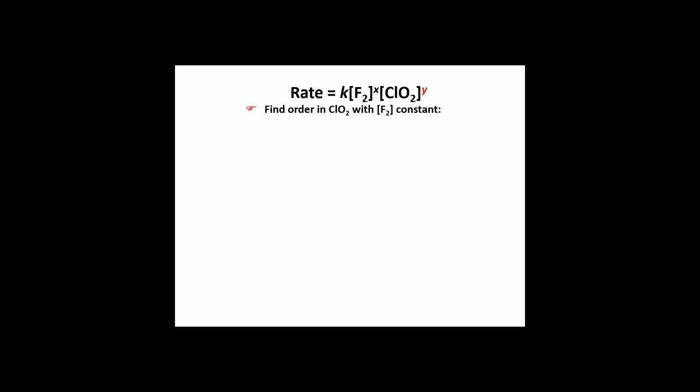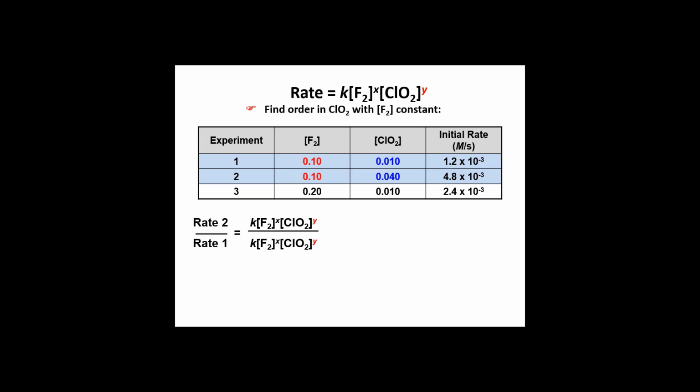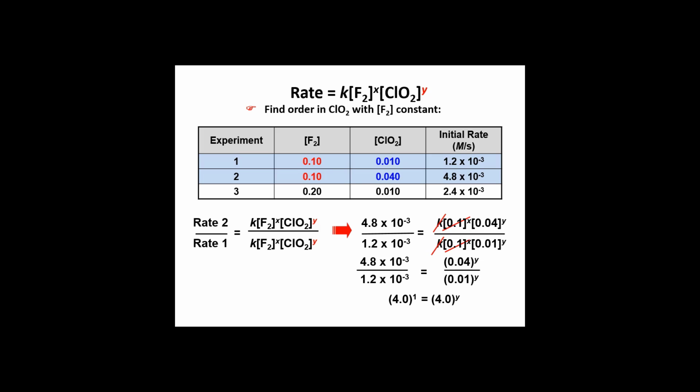To find the order in chlorine dioxide we use the experimental data with concentration of fluorine constant. We can see the data from experiment 1 and experiment 2, which is concentration of chlorine dioxide changing and concentration of fluorine constant. To solve the value of y, rate 2 divided by rate 1. Insert the values of concentration for each reactant and rate from the experimental data given. From the calculation y equals 1, which means first order with respect to chlorine dioxide.